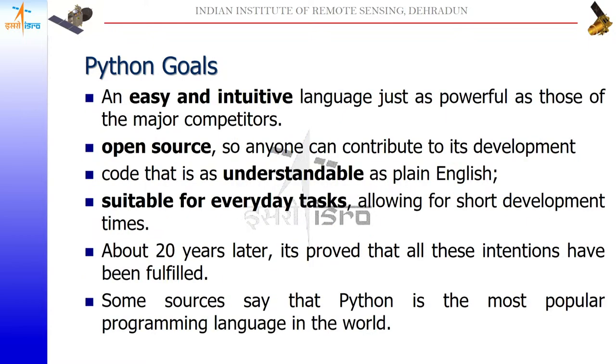These were the goals when Python was created, because before that there were a lot of programming languages in use. The first goal of Python was to create an easy and intuitive language. Other programming languages at the time when the Python interpreter was written were not so easy and intuitive. The language must be easy and intuitive, but it must be comparable in terms of power to the programming languages existing at that time.